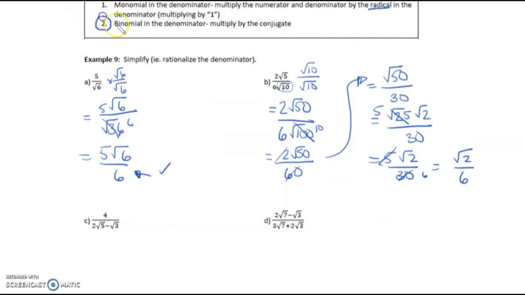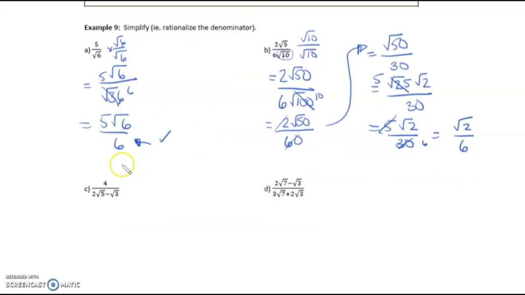Okay, now number 2, a binomial in the denominator, we would multiply by the conjugate. So this is what really comes back in calc. If we have a binomial, 2 root 5 minus root 3, we would multiply both the numerator and the denominator by 2 root 5 plus root 3. We can keep the numerator factored, it doesn't really matter, or you could distribute the 4 in. But the denominator, this is where it becomes important. 2 times 2 is 4, root 5 times root 5 is root 25. We know that cancels, so we're good.